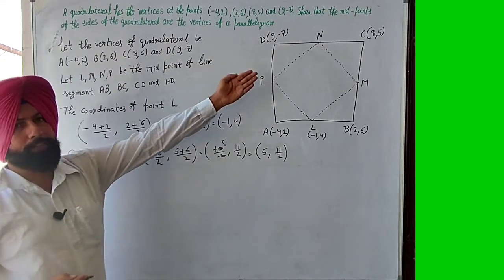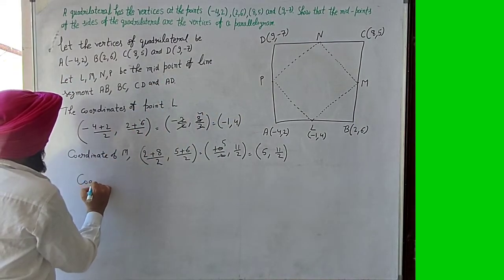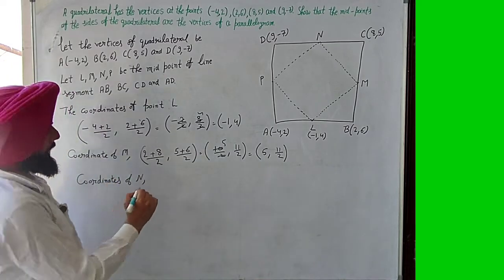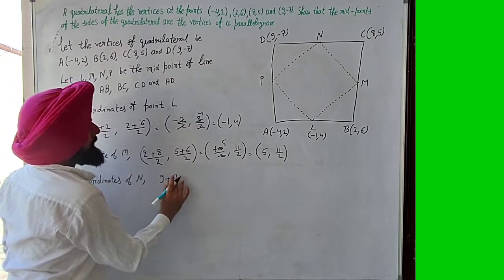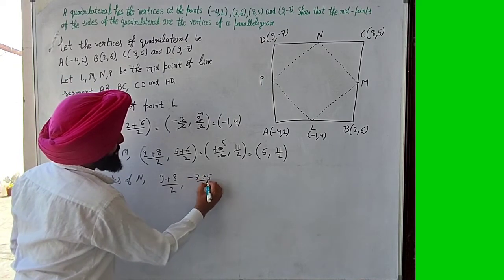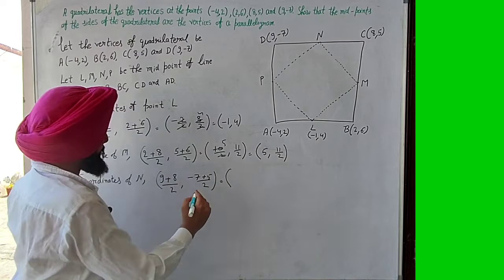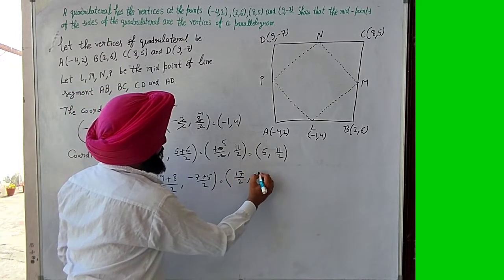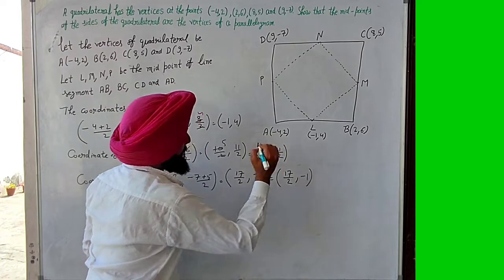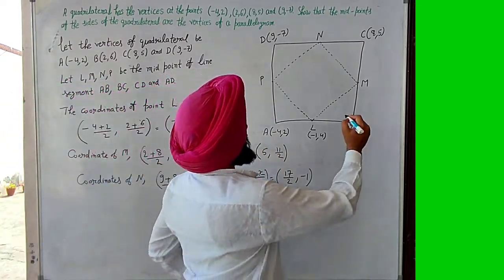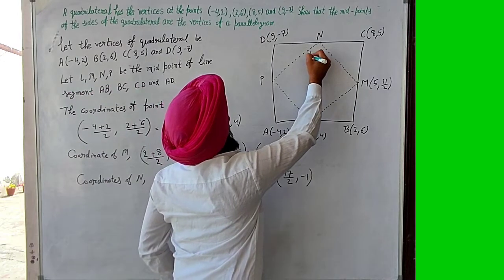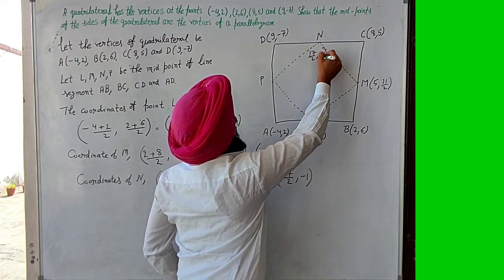Now similarly coordinates of N: (9 plus 8) over 2 and (-7 plus 5) over 2. It becomes 17 over 2 and -2 over 2, 2 by 2 cancel, so -1. So for M the coordinates we have (5, 11 over 2) and coordinates of N are (17 over 2, -1).